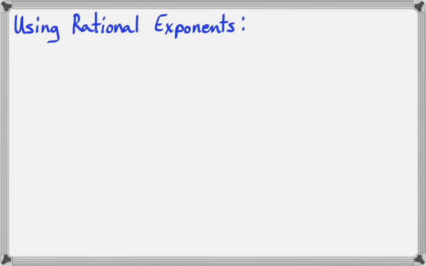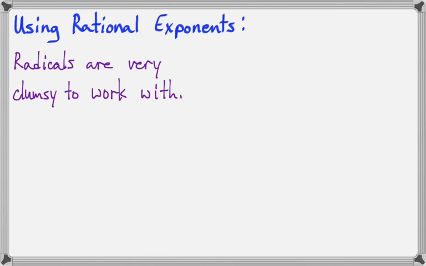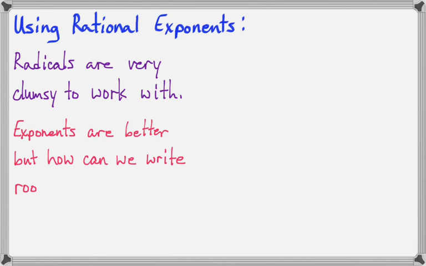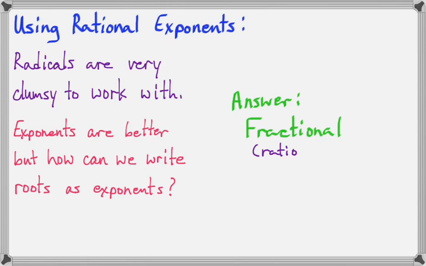In this lesson we're going to talk about how to use rational exponents. You may have noticed that radicals are quite clumsy to work with. They're not very friendly at all, they're kind of clunky, and exponents are better to use, but how can we write roots as exponents? Well, the answer is fractional or rational exponents. So we're going to take our radicals and make exponents out of them, and our exponents will be fractions.